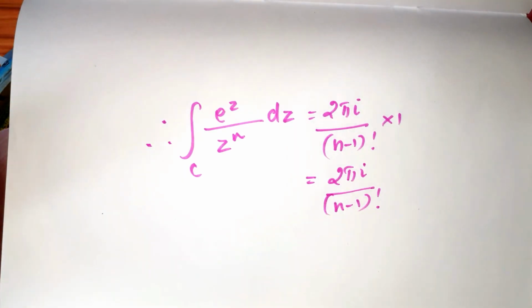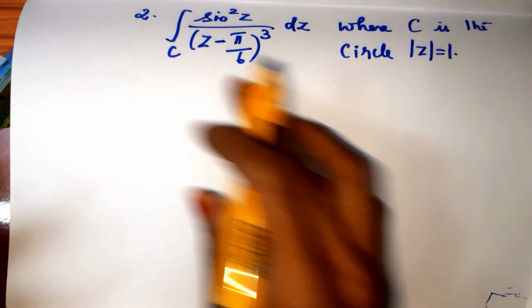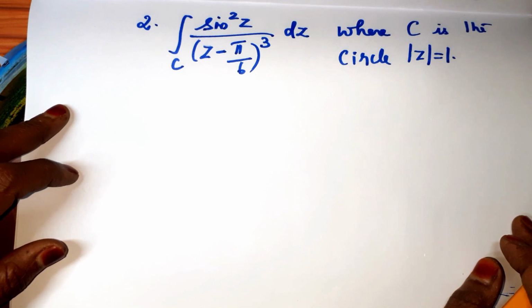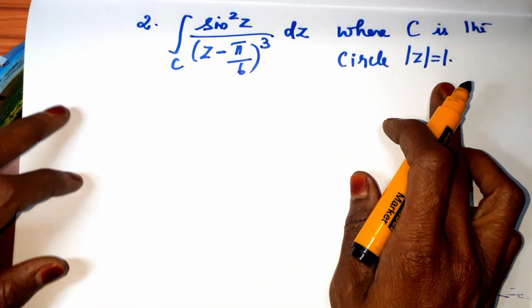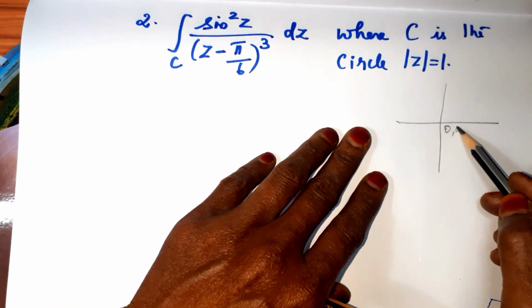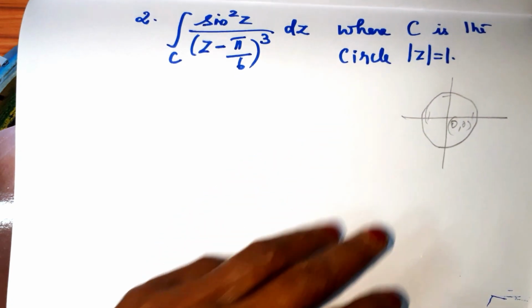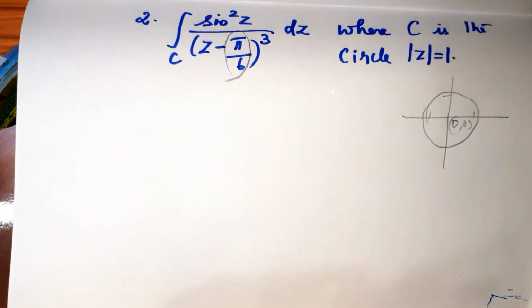Is it clear? Let me do another example. This is the next problem. Here the second problem given is integral over c sine squared z by z minus pi by 6 the whole power 3 dz, where c is the circle modulus of z equal to 1. Modulus of z equal to 1 means it is a circle with center 0, 0 and radius 1. The same circle we had in the previous problem. And here the point given is pi by 6.